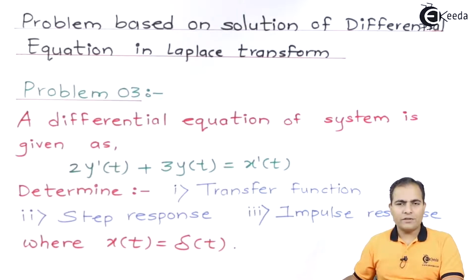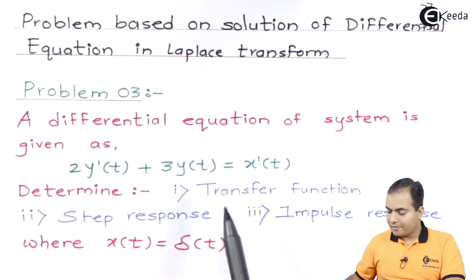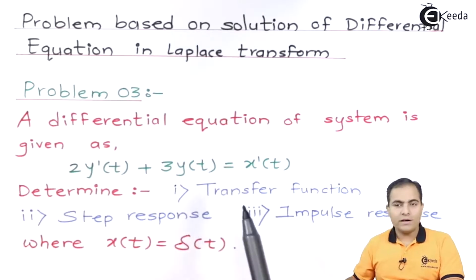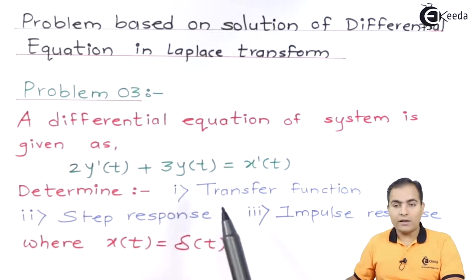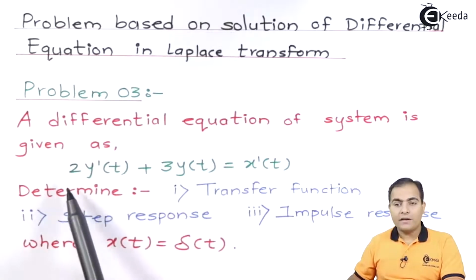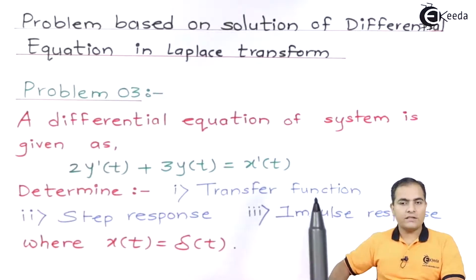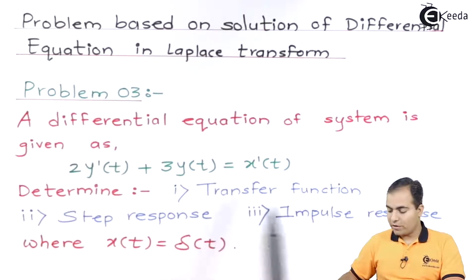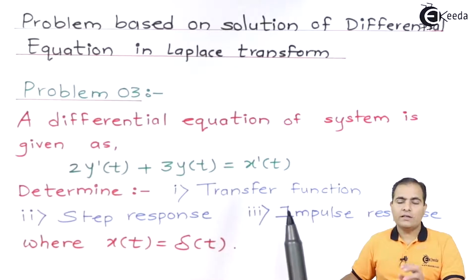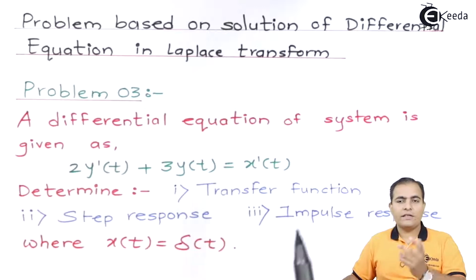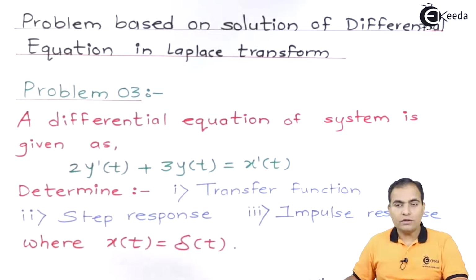So we know that impulse response means, while calculating impulse response, we have to consider x of t as del of t. But in this question, it is already given, so no need to worry. Now we'll first find the transfer function. But before calculating the transfer function, look here. We have to assume all the initial conditions are 0, because in the transfer function we get only the current value, not the initial one. So we'll move on to the solution.